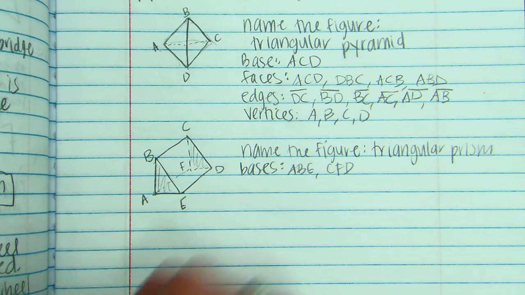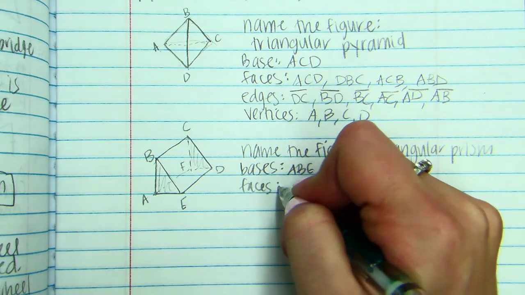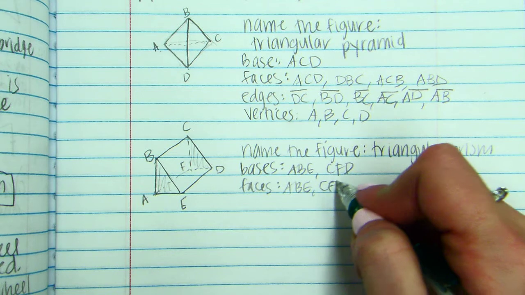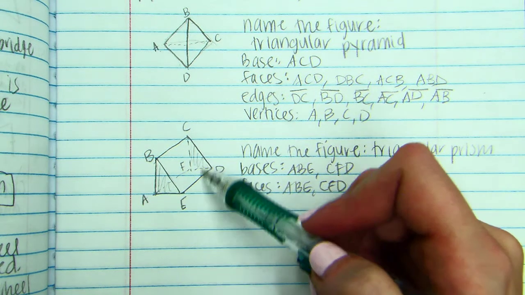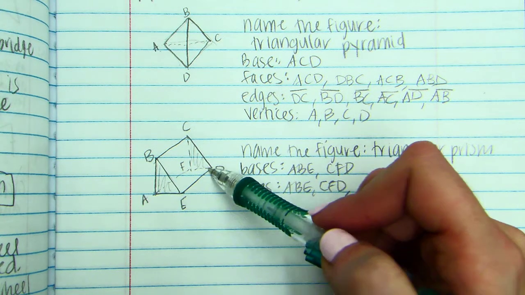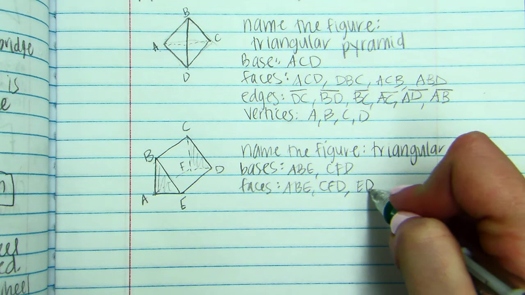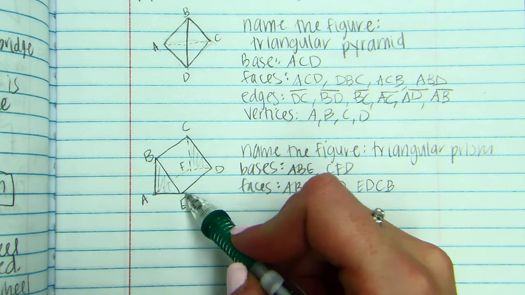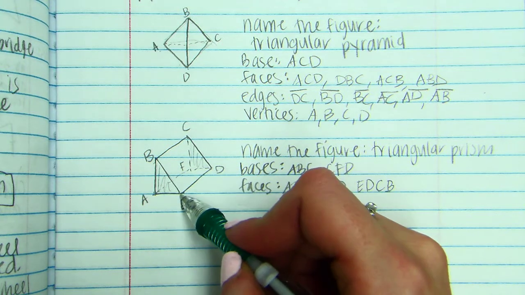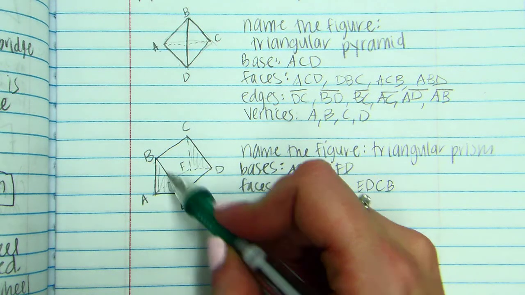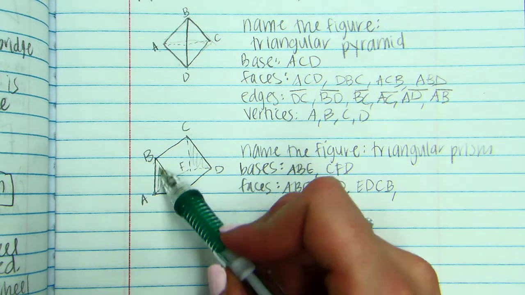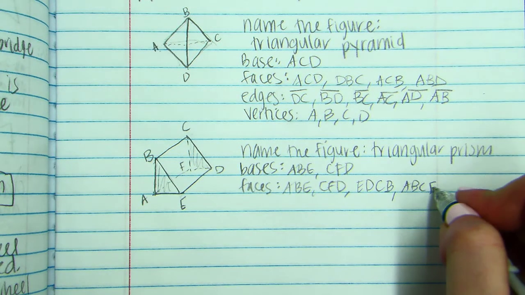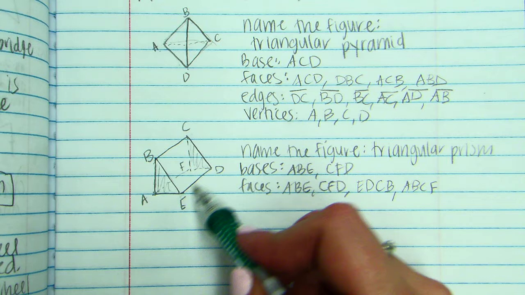Then we have to name the faces after that. Faces are any flat surface. So ABE and CFD are two of the faces. There's also another face right here, EDCB. It doesn't matter where we start or which direction we go, but we have to go in a continuous pattern. So I can't say ECBD, that wouldn't work, but I could say EBCD, I could say DEBC, those all mean the same face. There's also a face back here, so I could say ABCF. There's a face at the bottom, FAED.